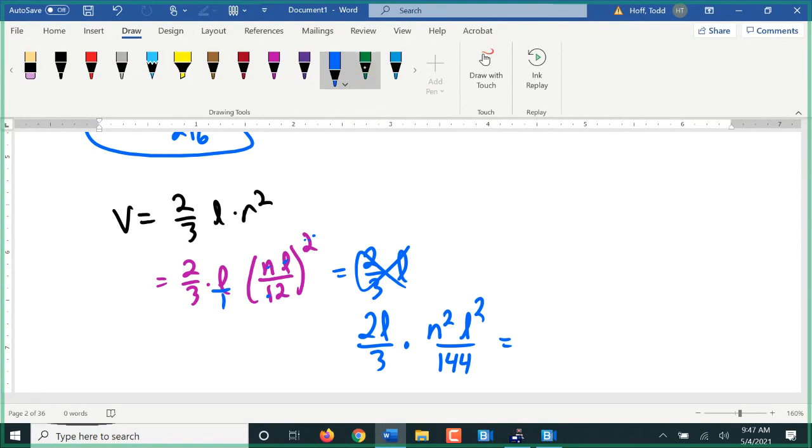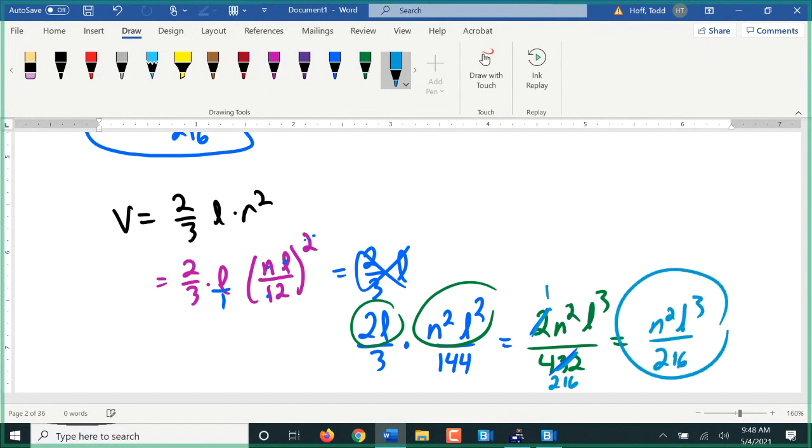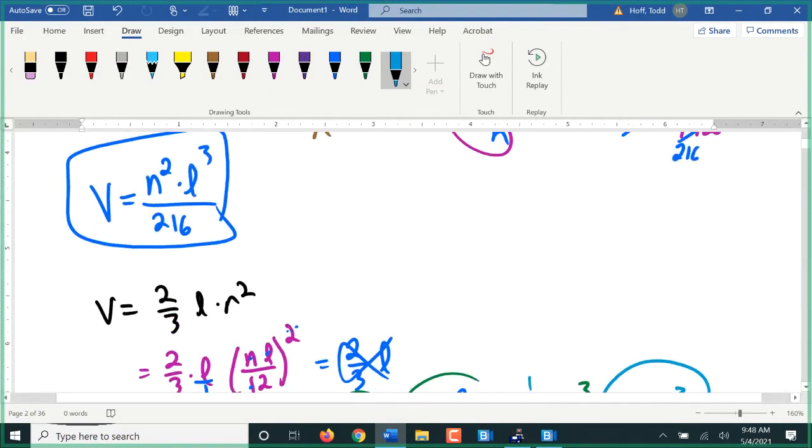Now a little combining here. 2L times N squared L. Well, we've got the 2. Nothing multiplies the N squared. L times L squared is L cubed. 3 times 144 is 432. And if I reduce by the 2 there, I get 1 and 216. So this is N squared L to the third over 216. Again, same formula. So if I wanted to find the area of this using just the slope of the main roof and the length of that ridge, there's the formula for it.